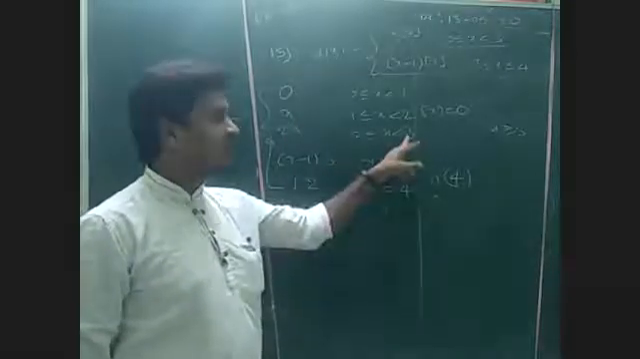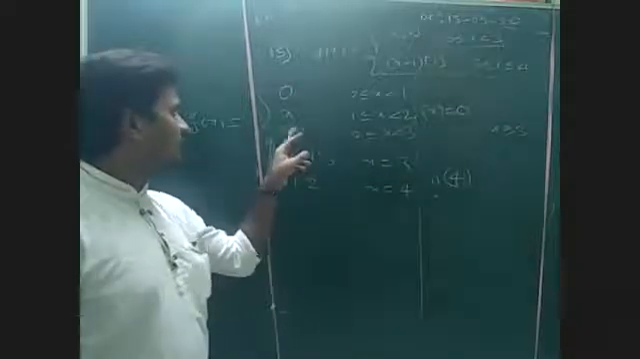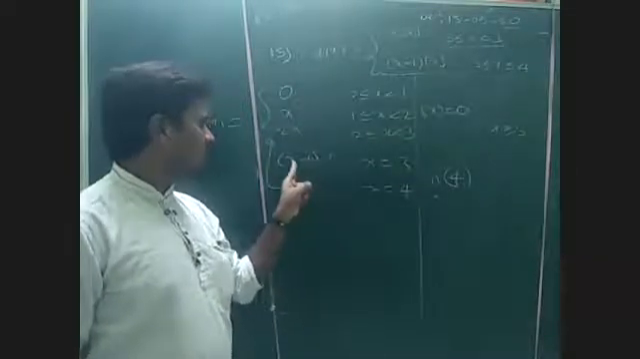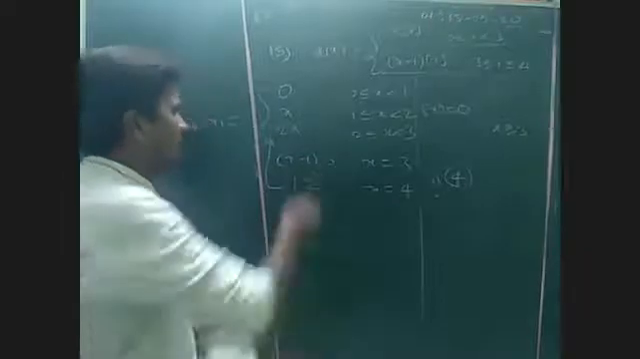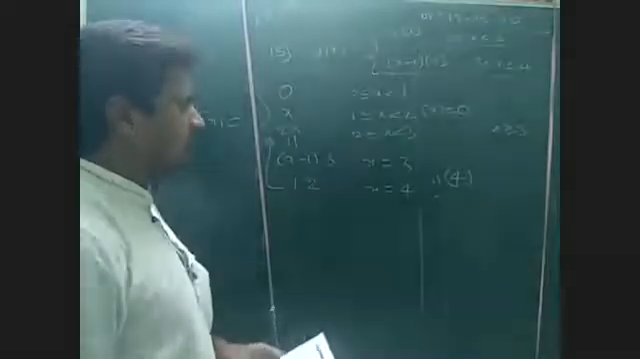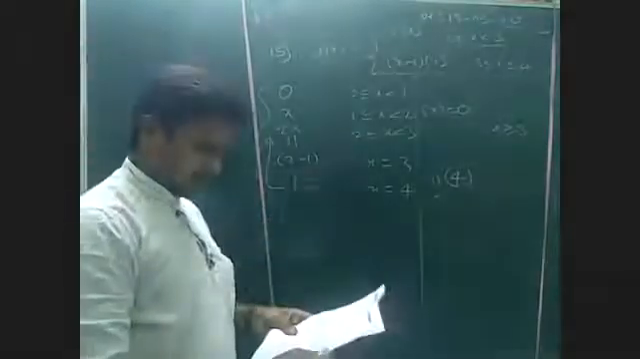At 3, left hand limit at 3: 2 into 3 is 6. Right hand limit at 3: (3 minus 1) is 2, 2 into 3 is 6. So 6 is equal to 6. So continuous at 3, as the left hand limit is equal to the right hand limit.